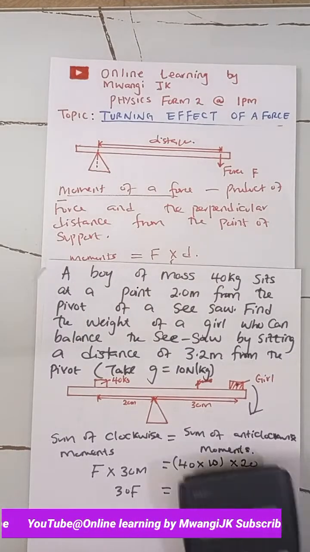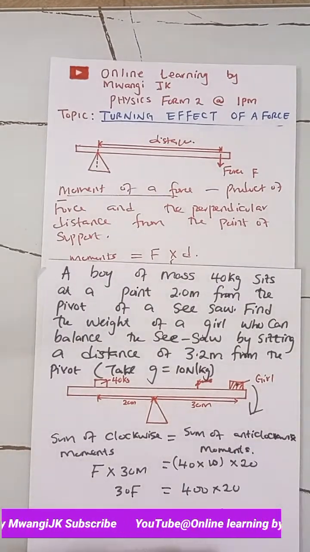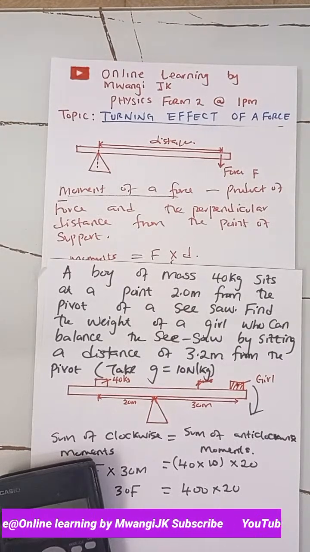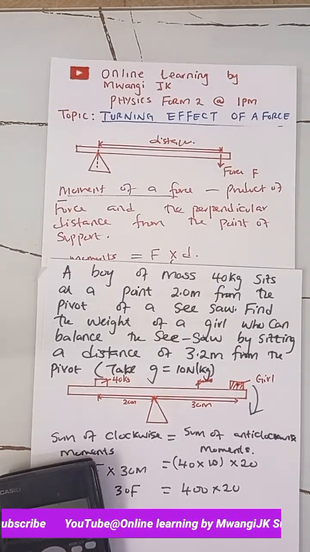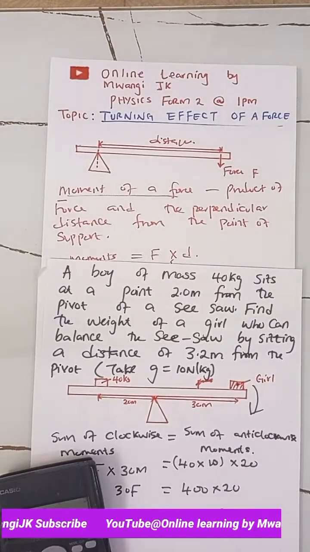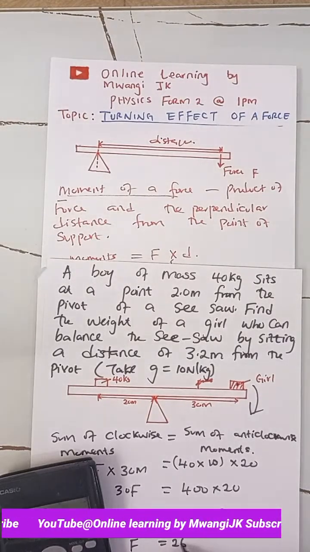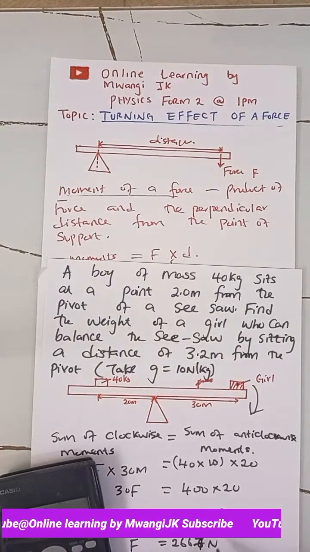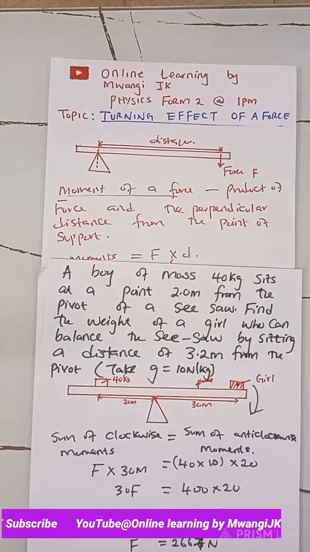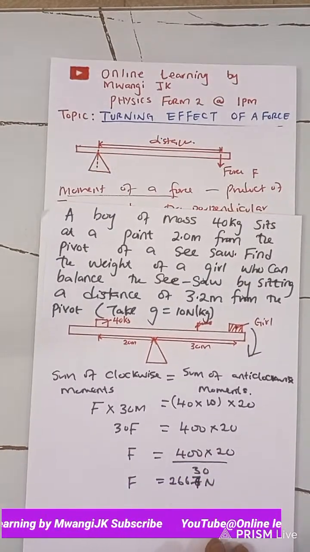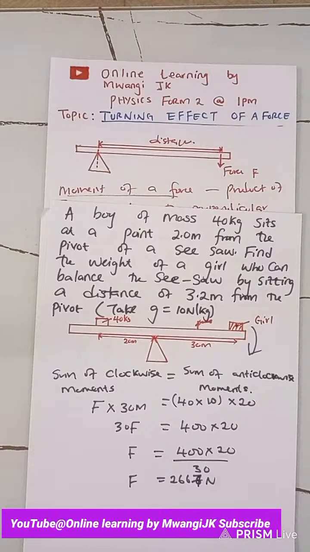So finding the F from your calculator, we get 400 by 20, then we divide these, and divide this by 30. So we get that the force of the girl is 266.6 or 0.7 Newton. But remember, this is not a mass, this is weight.